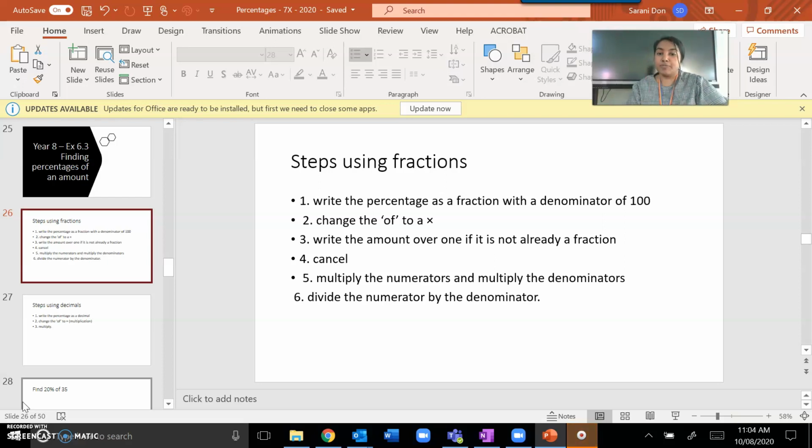These are the steps you follow when you're working with fractions. What you do first is you write the percentage as a fraction with the denominator out of 100. Remember, like I said, a percentage is out of 100. You change the "of", so we'll do some examples and you'll see this will naturally come to you. Change the "of" into a multiplication sign, making sure that both of these are in fractions. You cancel out, you simplify like we've been doing in the other topics, and you multiply across, and you divide. So this seems like a lot of steps. Again, you don't have to memorize this because once you start doing the questions, you'll get it straight away.